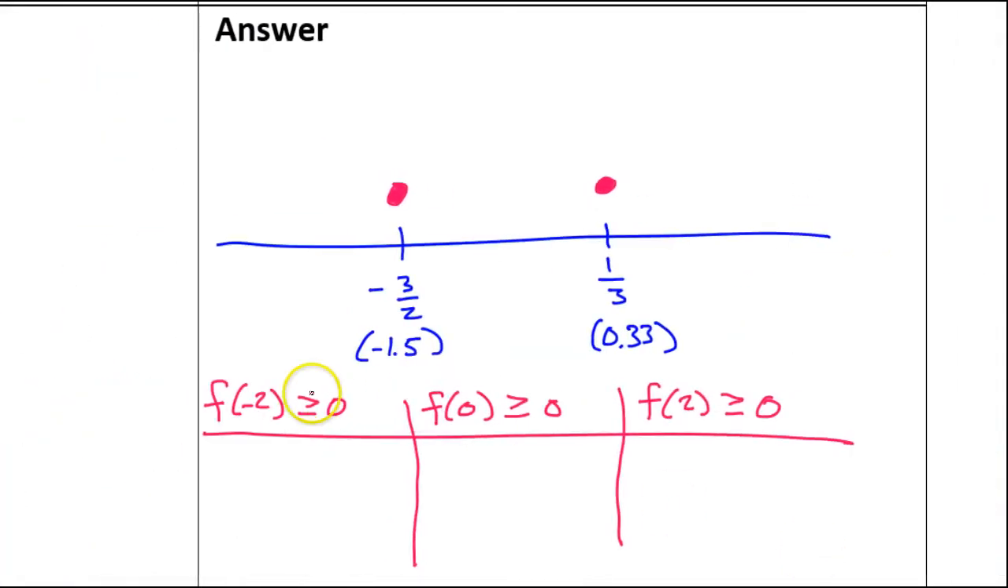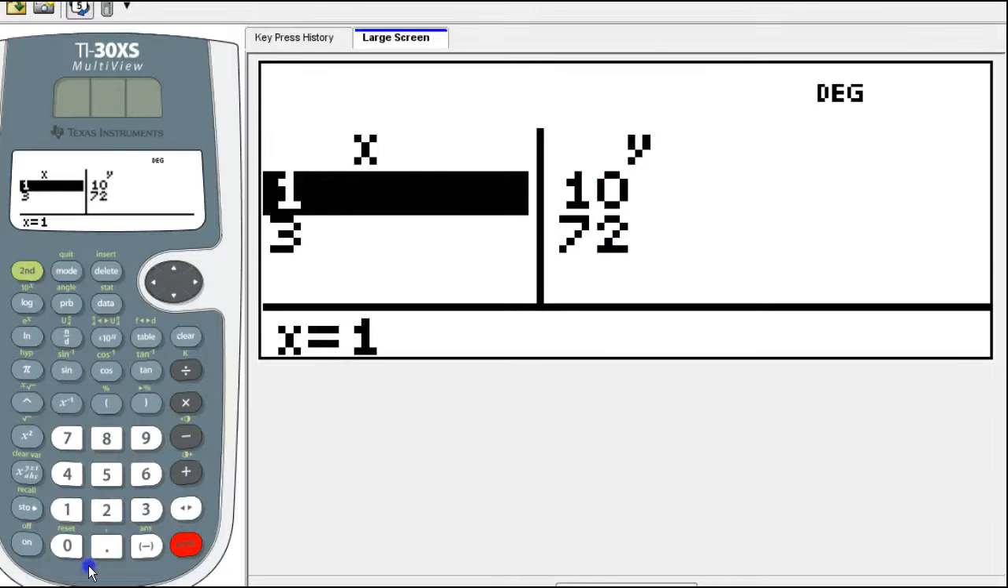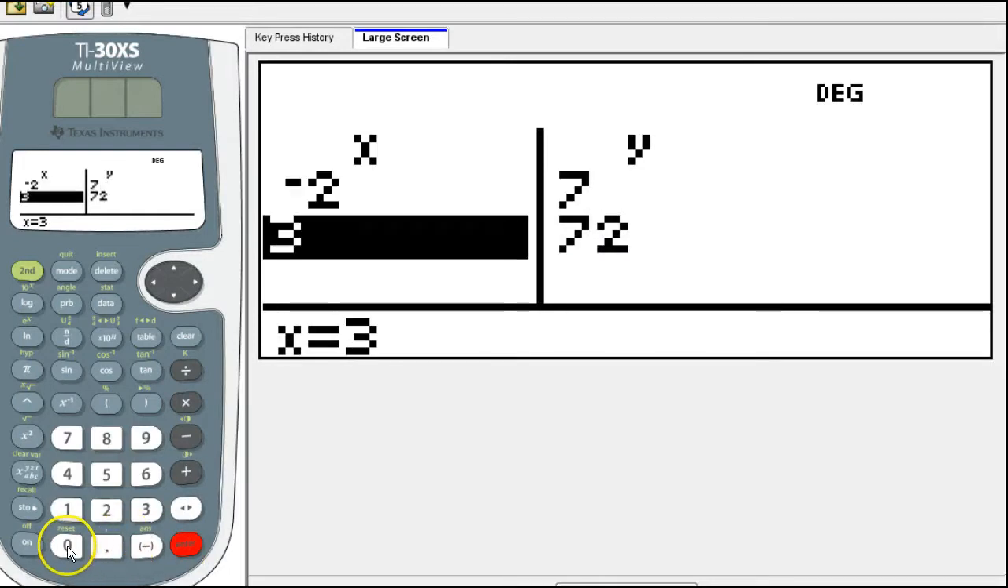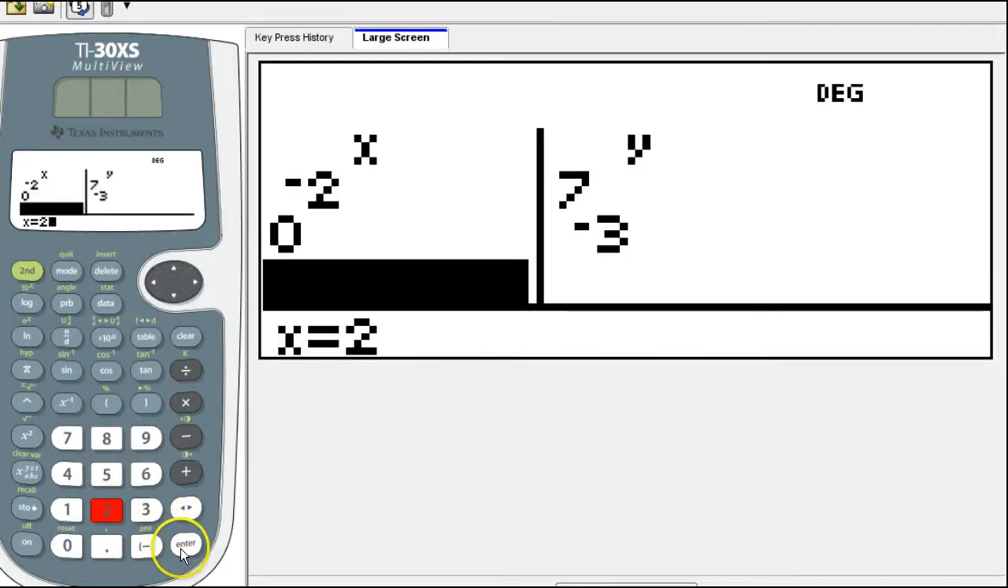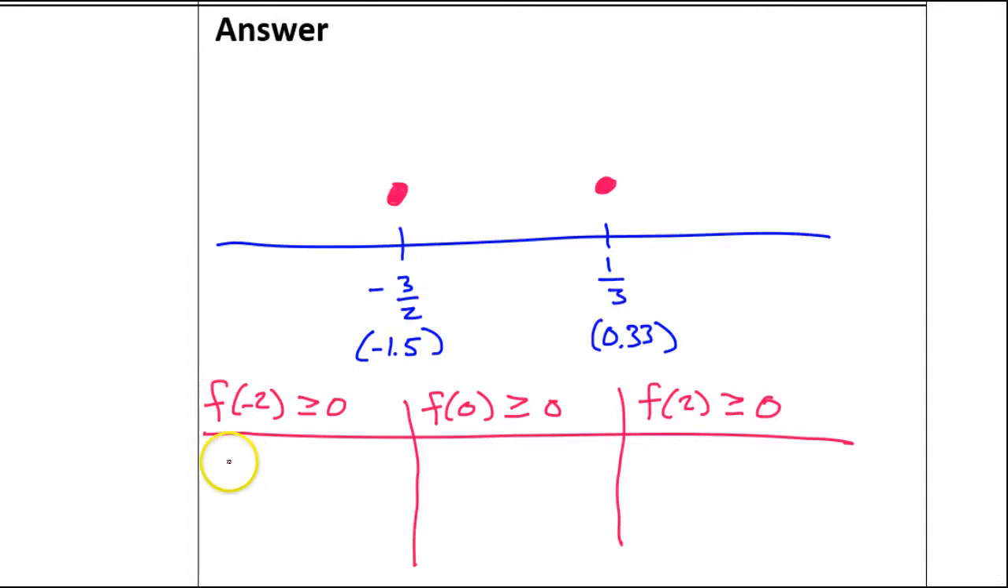Alright, we are checking the values negative 2, 0, and 2. So I'm getting 7, negative 3, and 35. Now, as we said, in each case we want to know, is the function going to be greater than or equal to 0? Because that's what it takes to be a solution around here.